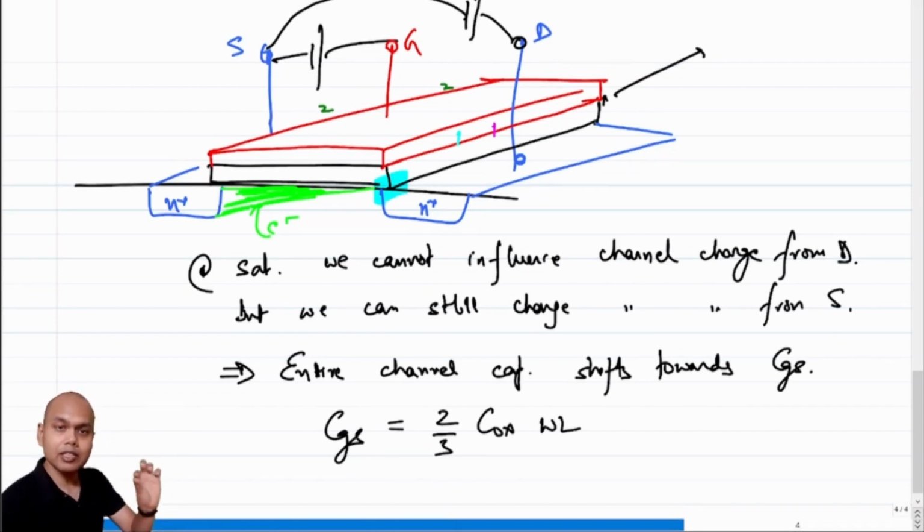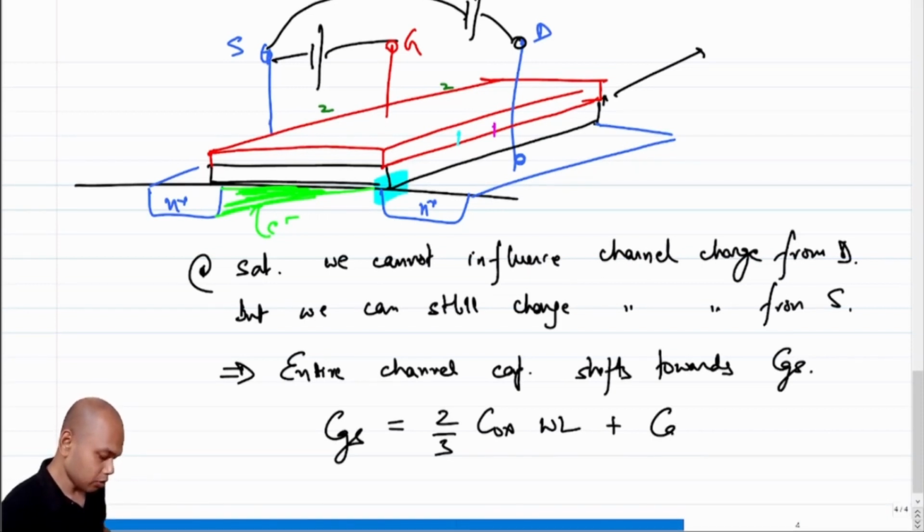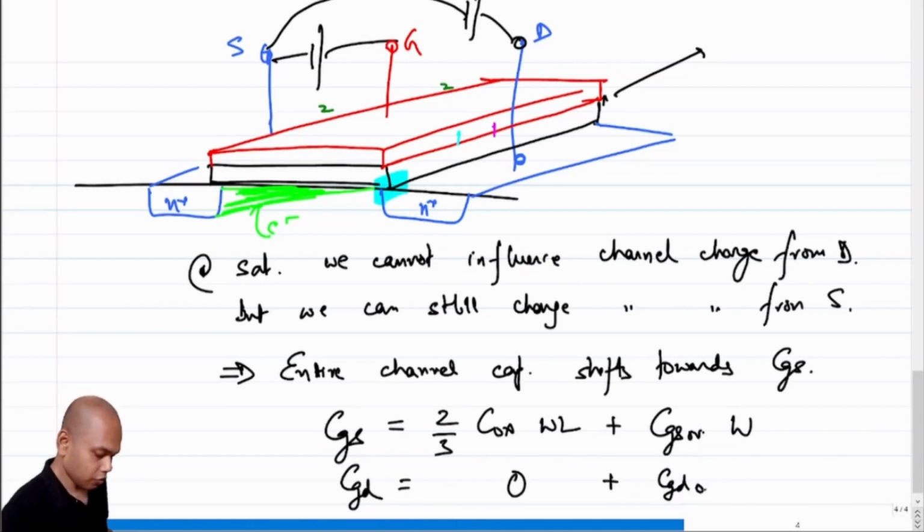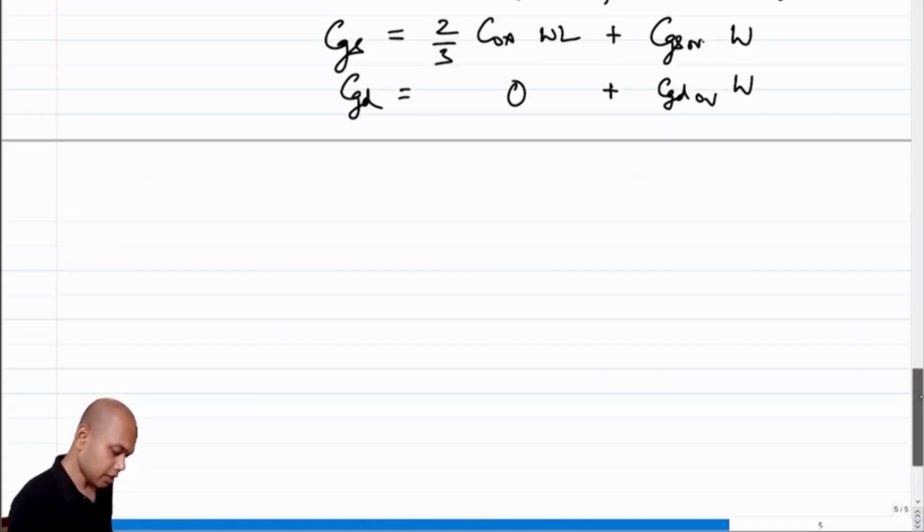However, the overlap capacitance still exists, because that is a physical capacitance, because there was a physical overlap between the gate and the drain. So I still have that overlap capacitance. So this will be CGS overlap times W. And what is CGD now? CGD becomes, we don't have any diffusion capacitance, so the channel capacitance goes to 0, right? So essentially this becomes 0 plus whatever we had, CGD overlap times W, right? Okay.